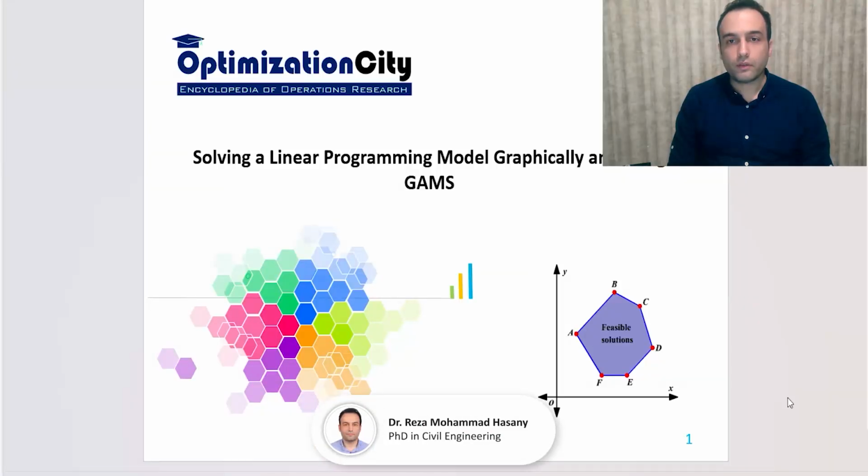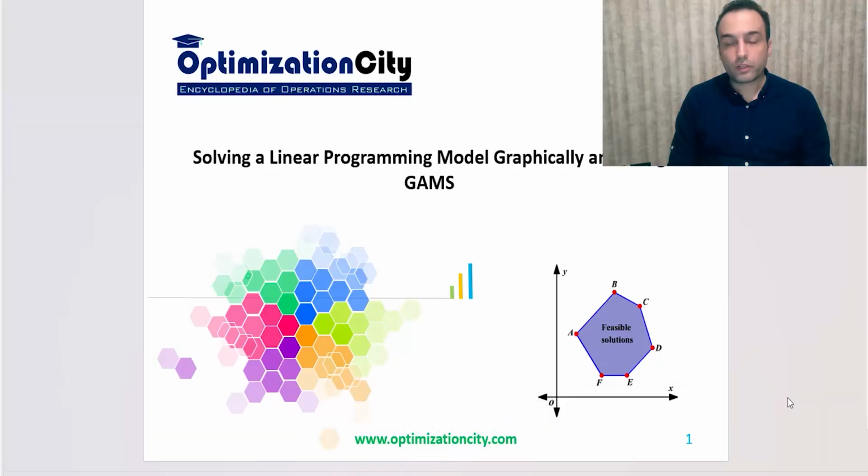I'm Reza, founder of optimizationct.com. In this session, we will learn how to solve the linear programming model using the graphical methods, and then we will solve the same model with the software named GAMS, a well-known commercial software for solving the optimization model. Finally, we will compare the result of these two approaches.